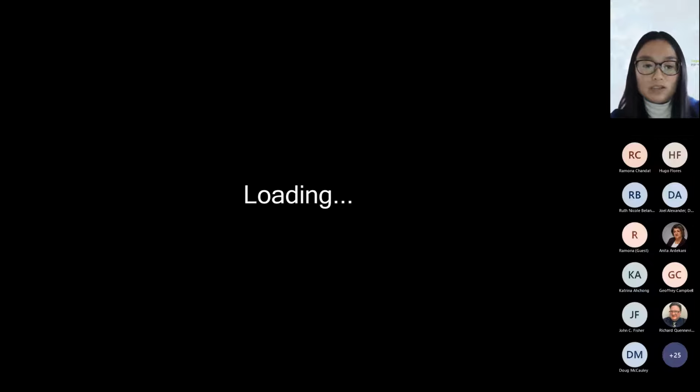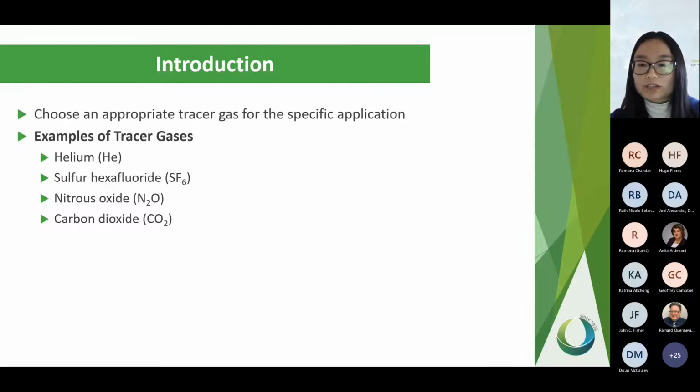It should be unique, so it should be easily distinguishable from background air. And lastly, it should be measurable. So we should be able to quantify and track the tracer gas that we are releasing. So when selecting a tracer gas, it's important to weigh out the pros and cons of each. We already discussed the ideal properties of a tracer gas, and it seems easy enough, but unfortunately, it's really hard to find a gas that meets all 5 criteria.